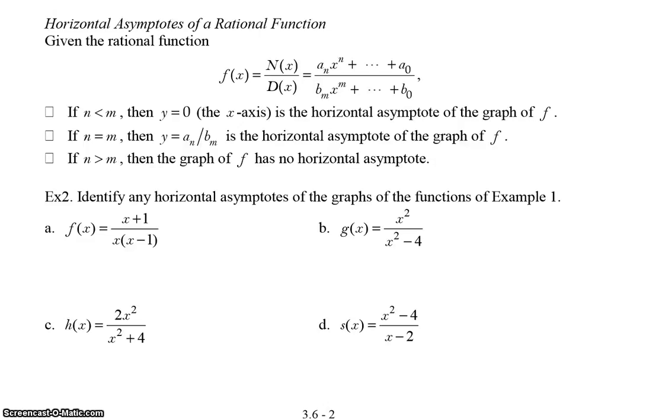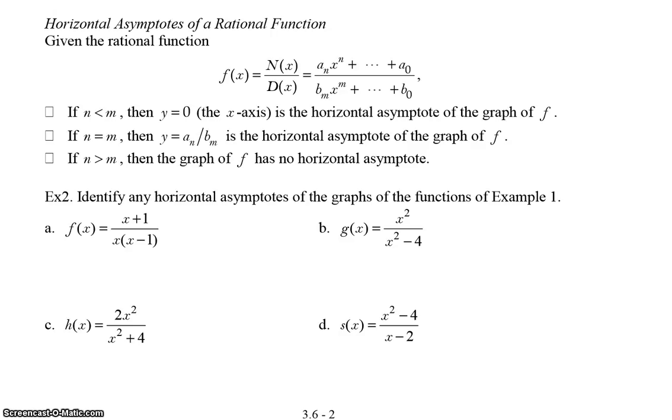Continuing section 3.6, we'll now turn to finding horizontal asymptotes of a rational function. And here it's basically a different set of criteria that we want to look at versus what we did with vertical asymptotes. So horizontal asymptotes are dealt with quite differently than vertical asymptotes.